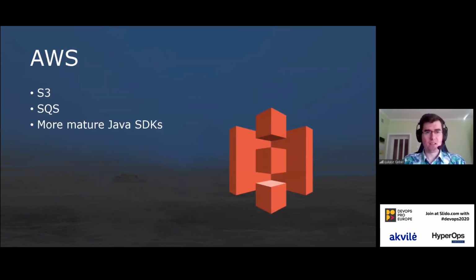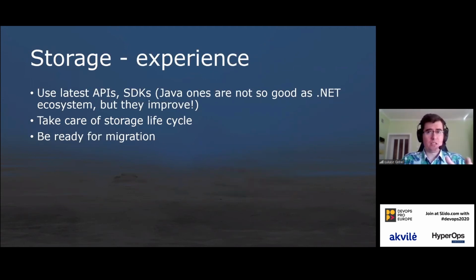Okay, in AWS, you've got S3 for storage, and SQS. And my experience is that they had already in the past very mature Java SDKs. In comparison to Azure, at first the Java SDKs were not very cool, but they improved a lot. And I really mean it.